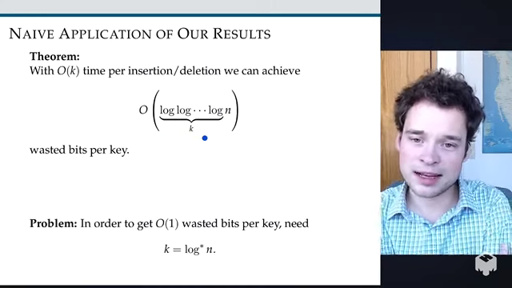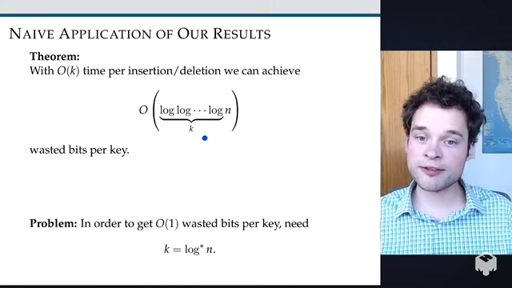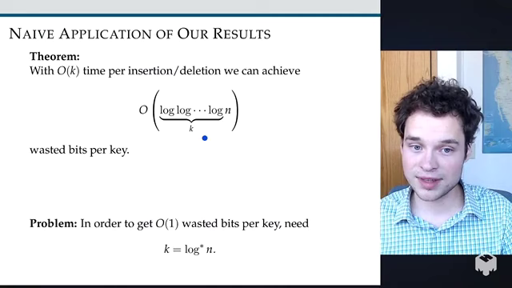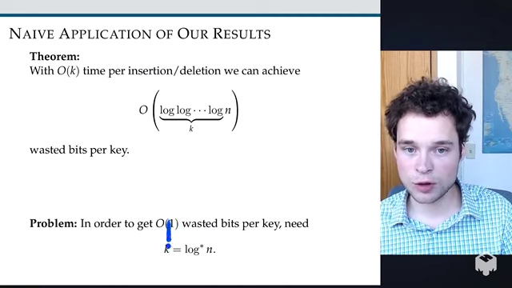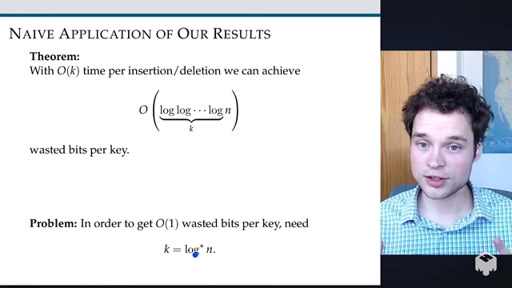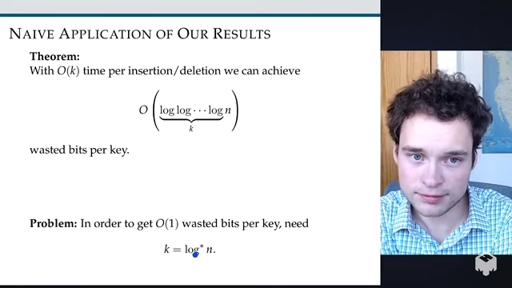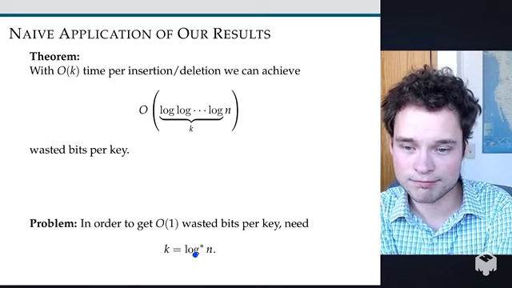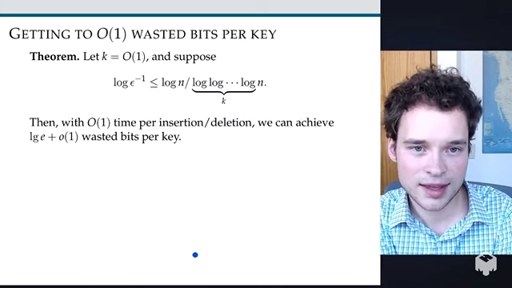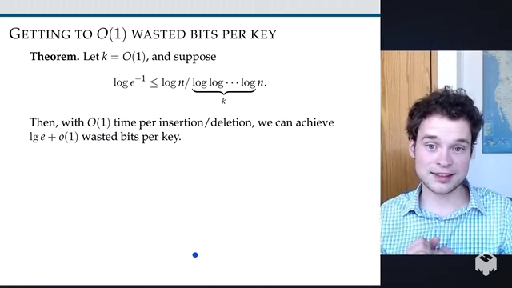So that's a pretty nice bound, but it's very far from achieving what we really wanted, in the sense that if we want to get this down to order 1 wasted bits per key, we would need k to be roughly log star of n. And so the question is, can we do better? And surprisingly, the answer ends up being yes.